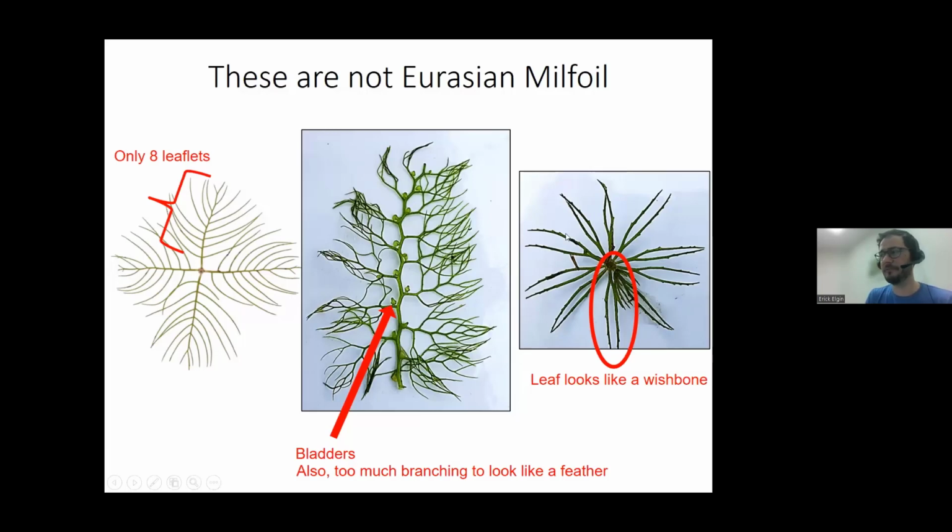And here's another very common plant called coontail. As you can see, it could maybe be confused with Eurasian milfoil, but the leaf, which is this whole structure here, looks like a wishbone or a peace sign and not a feather-like plant.